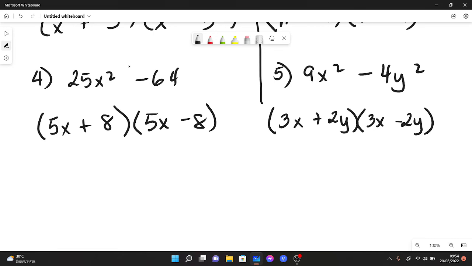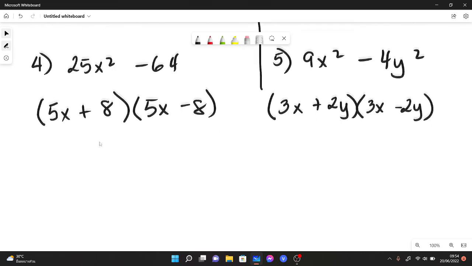If you want to check your answer, you can expand. You can multiply them. And we discussed that already, right? How to expand this kind of expression.